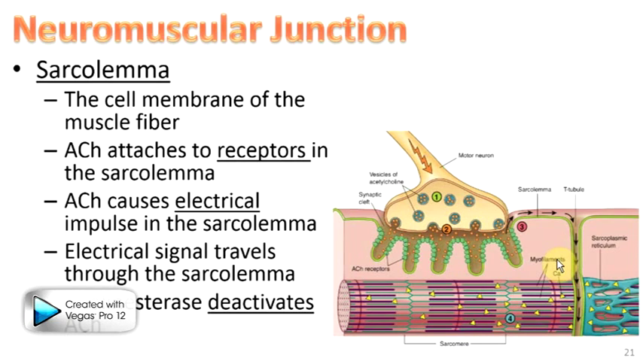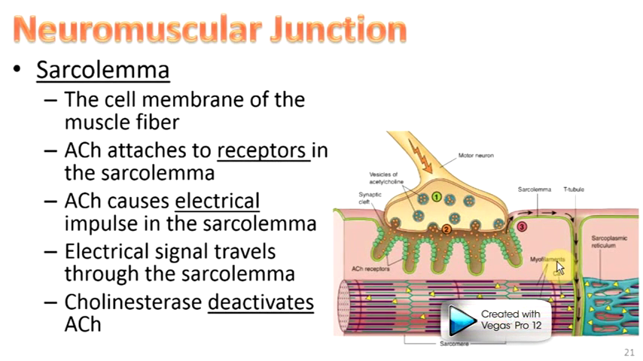So once we have depolarized the sarcolemma, we've done our muscle contraction, and that was the whole point of doing this, right? Well, we need to keep that from continuing, because if it continued, then you would have a spasm, or tetany, they call it. And so what we have to do is deactivate it, and the enzyme that deactivates it is called cholinesterase. You see that ase on the end? It's pretty much always talking about some sort of an enzyme.